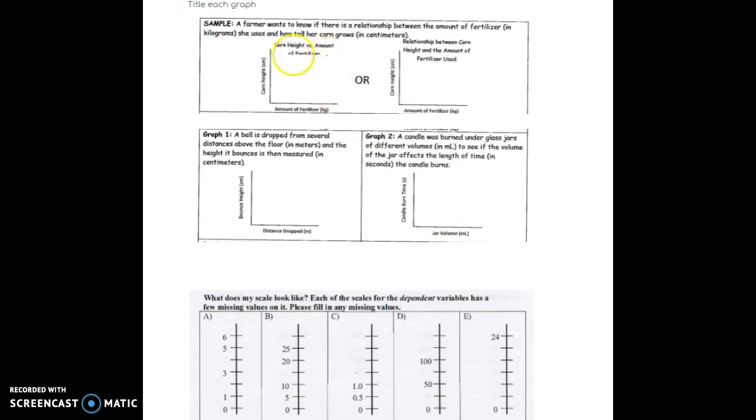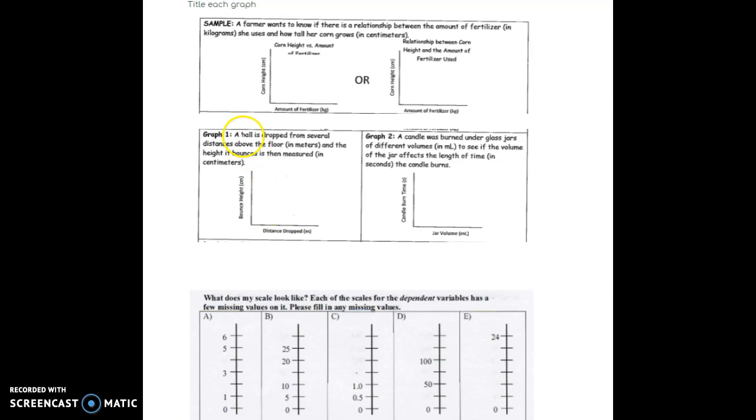All right, you should have labeled your axes. Now we need a title. So from our example from earlier about the corn, we want to know the relationship between the amount of fertilizer and how tall our corn grows. So one title is corn height versus amount of fertilizer. Another one is relationship between corn height and amount of fertilizer used. Okay, no big deal. We're just adding titles.